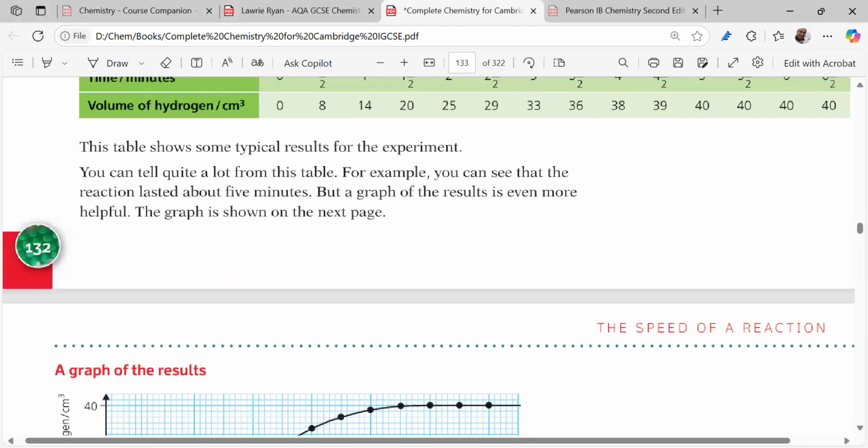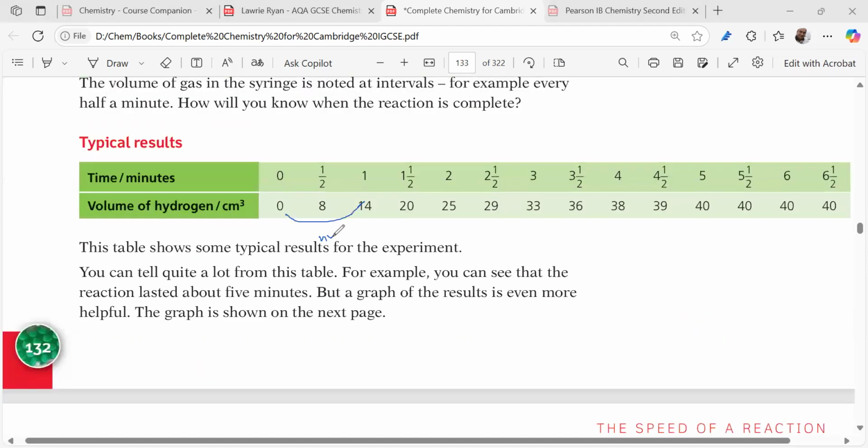The rate of the reaction in the first minute is 14 minus 0 divided by 1 minus 0, that is 14. In the second minute, the rate of the reaction is 25 minus 14 divided by 2 minus 1. Is everybody clear? In the third minute, the rate is 33 minus 25 divided by 3 minus 2 minutes. Understood? We can find it like this.